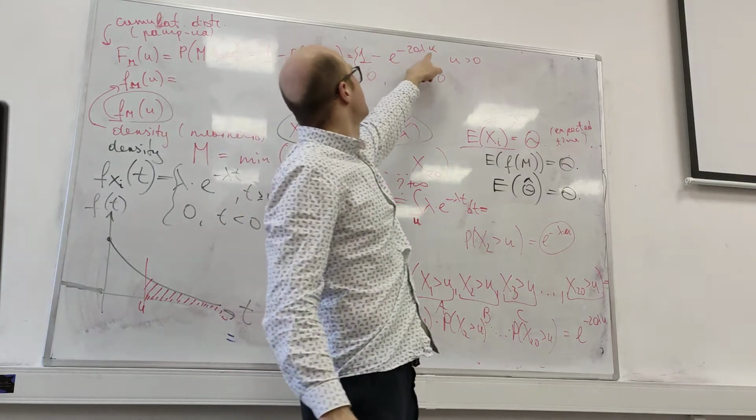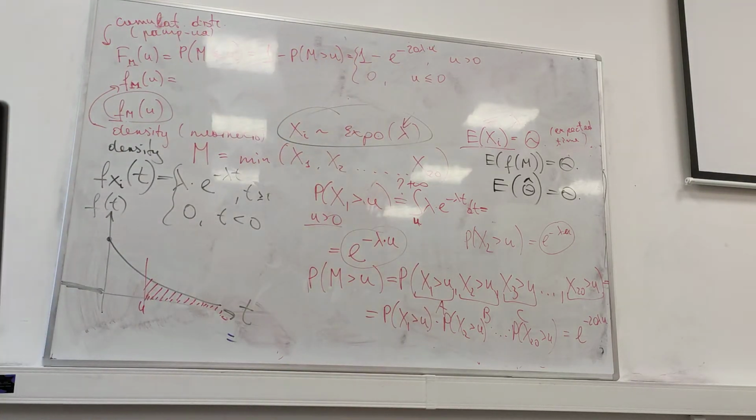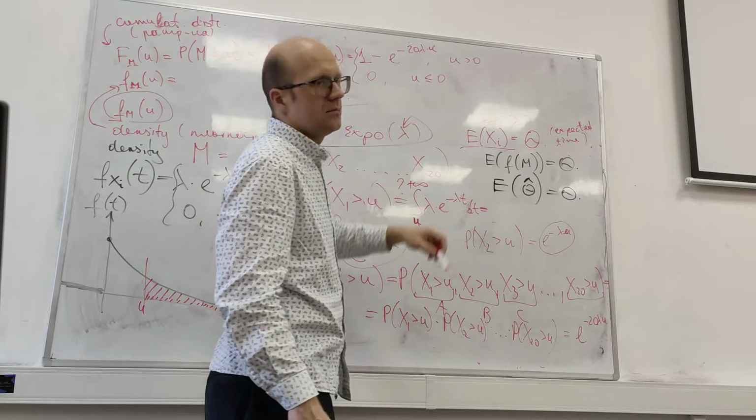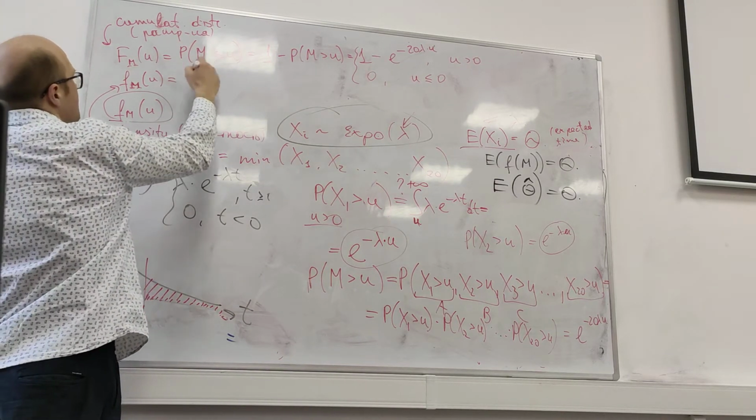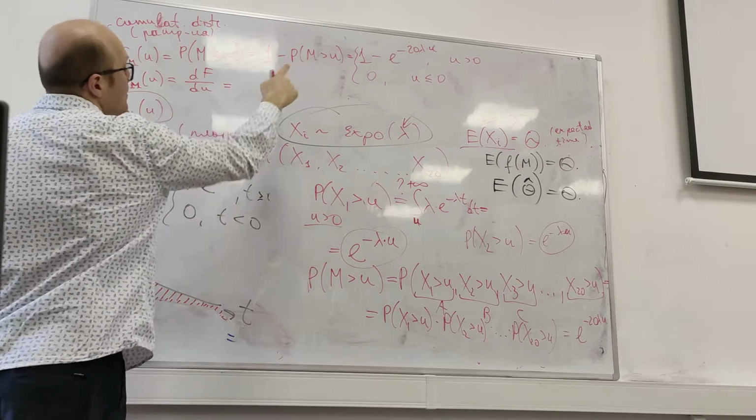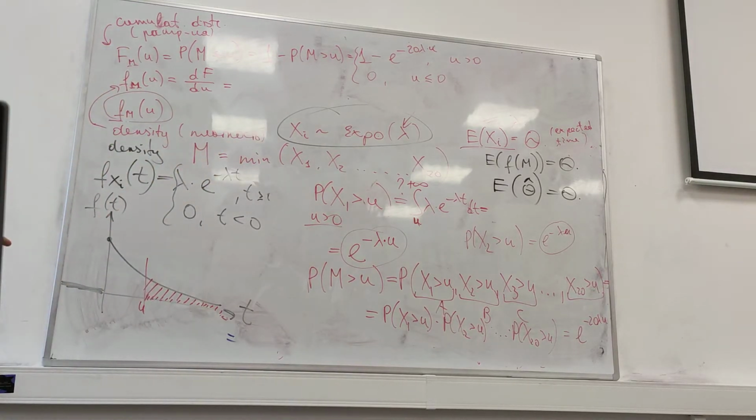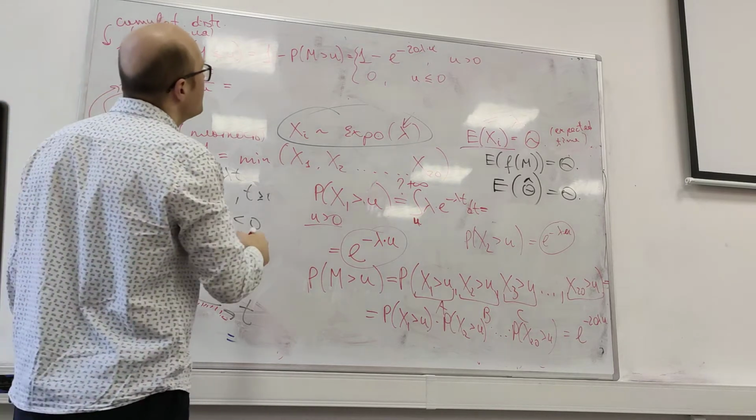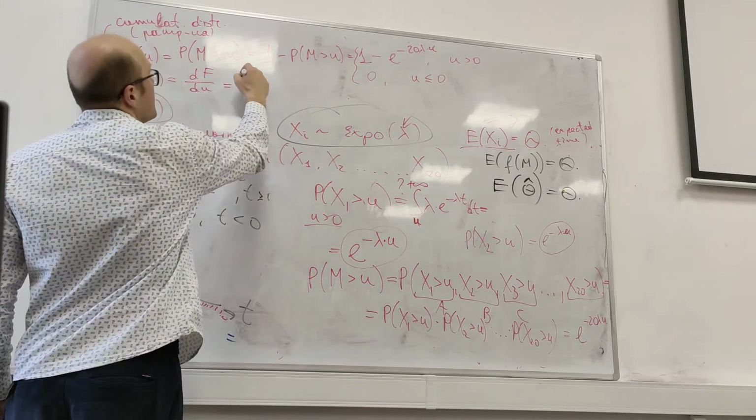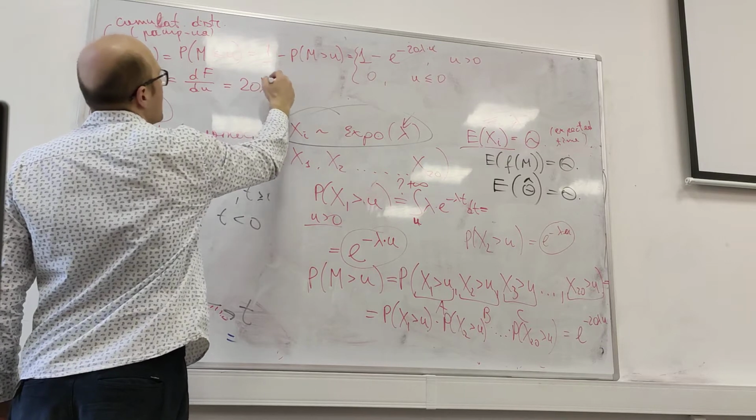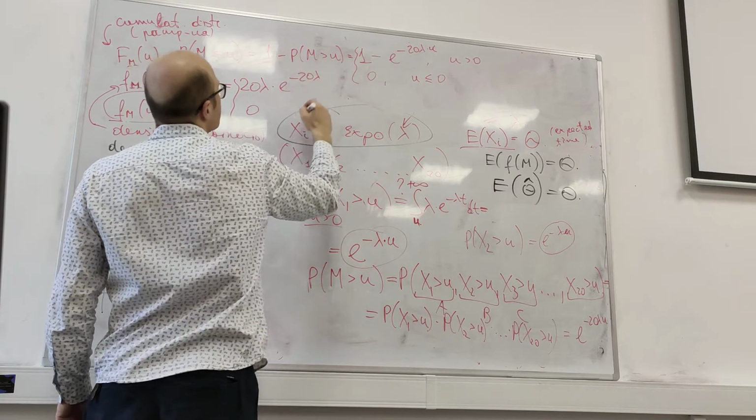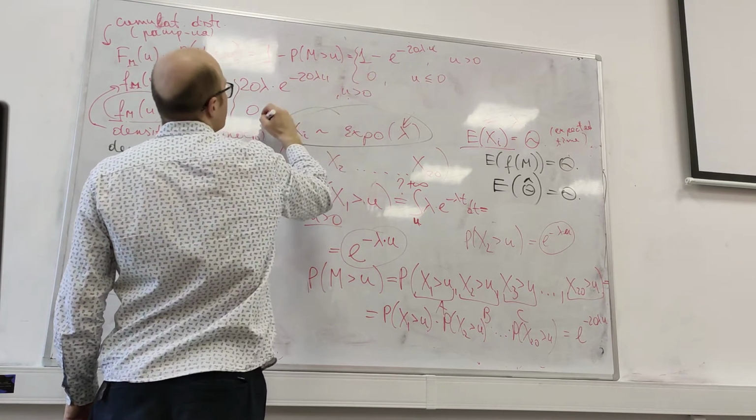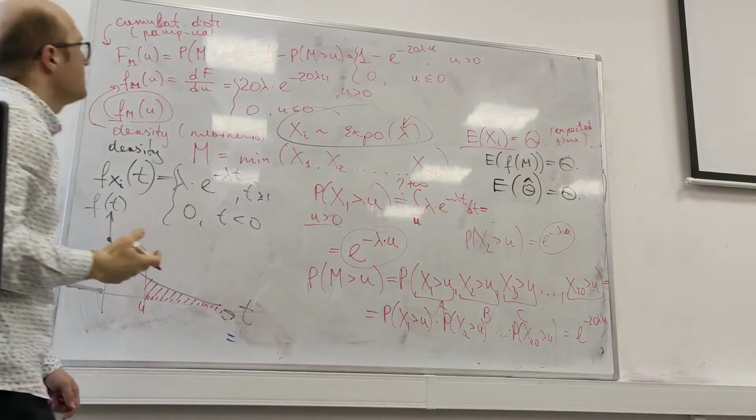With respect to lambda, or with respect to u? We will have 20 times lambda. Yes, I agree. That is dF du, because lambda is a parameter, not a variable. So dF du is 20 lambda times e to the minus 20 lambda times u for u greater than 0, and 0 for u less than 0.